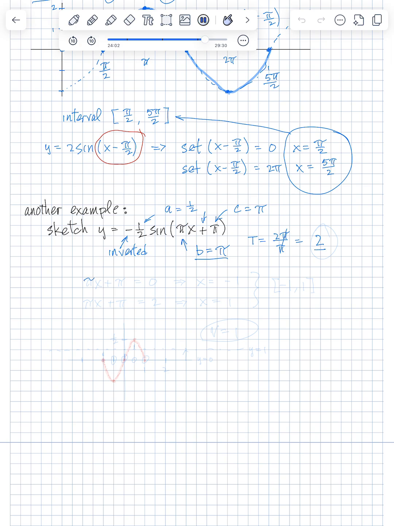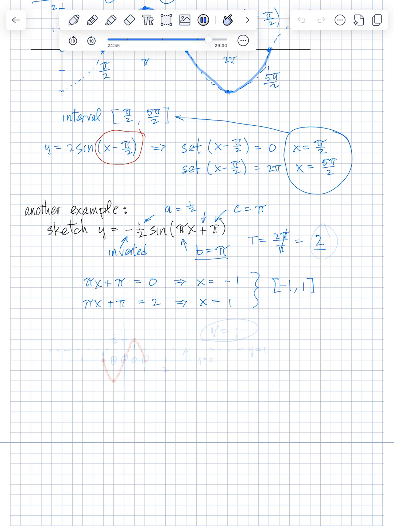So we're going to say pi x plus pi, set that equal to 0, and that gives x is equal to negative 1. Then we have pi x plus pi, and we set that equal to 2 pi, and that gives x is equal to 1. So this gives our interval, and our interval is negative 1 to 1. So we know our starting and ending points. And now let's go ahead and do our coordinate system.